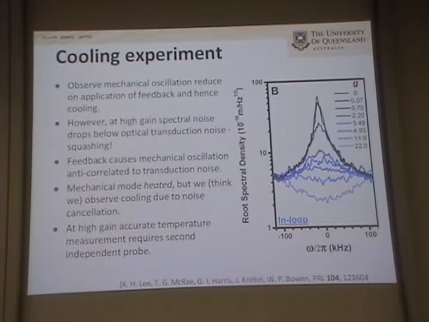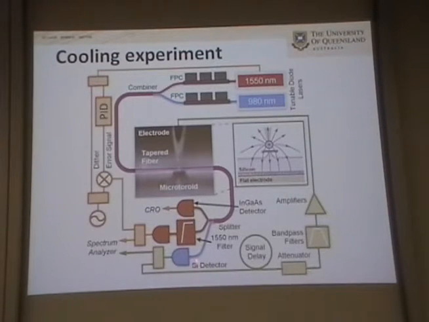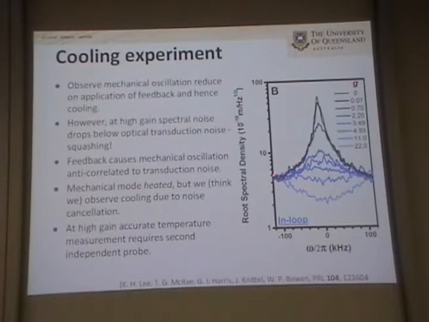If I measure the spectrum of this signal, that should tell me the temperature, right? If I have no feedback, this is the Brownian motion, and the temperature is proportional to the area under there. Now I crank up the gain, and what I see is I start to get cooling, right? This amplitude goes down, and that means the area goes down. And if the area goes down, the energy goes down, therefore the temperature goes down. However, you see this very strange thing.